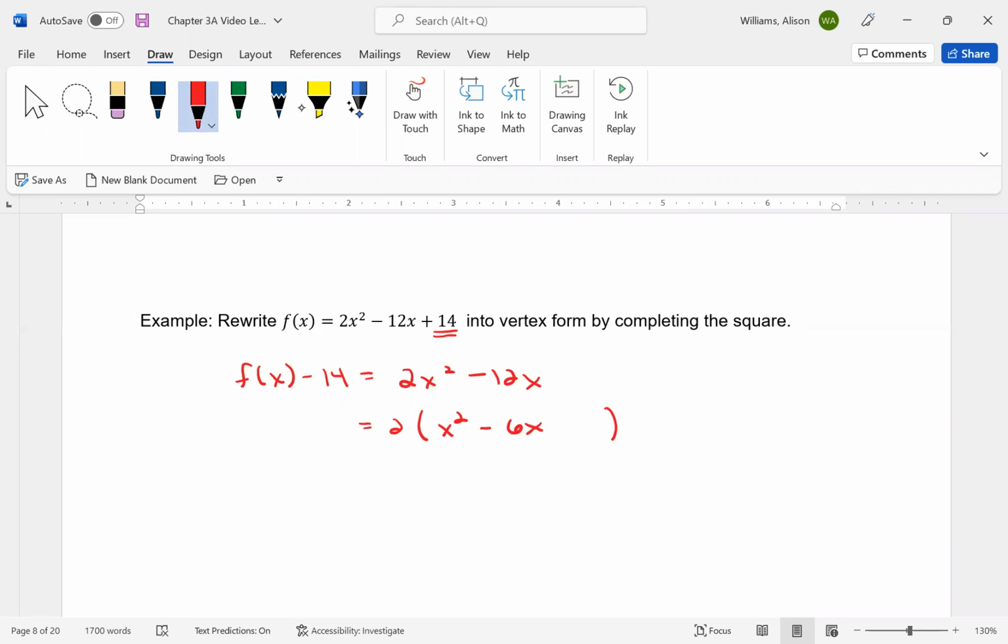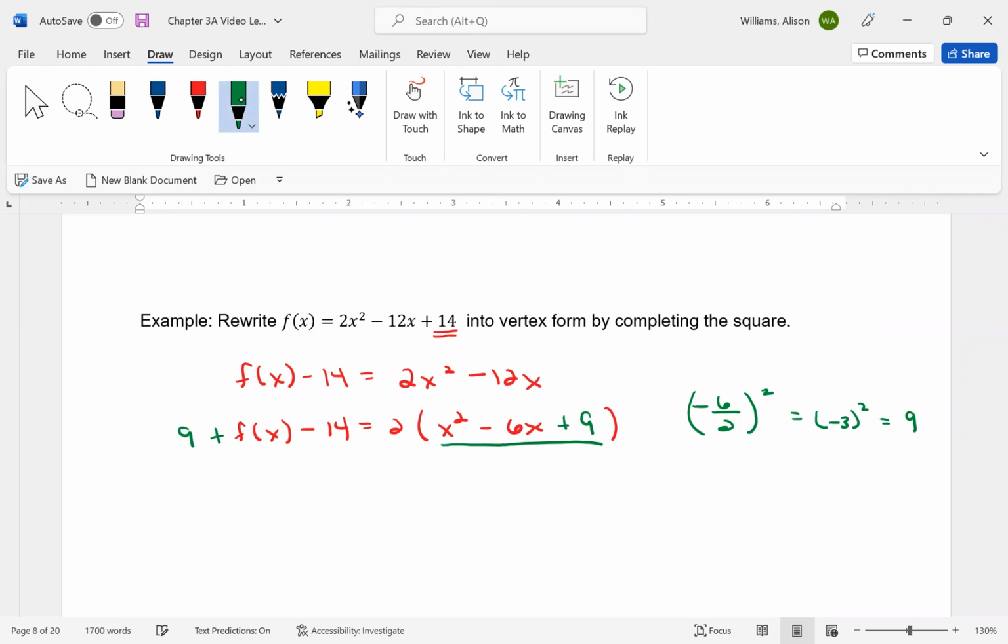And this is what I want to complete the square on, this right here. So I have this f of x minus 14 over here. And I want to complete the square on this quadratic that's in the parentheses. So the way you do that is you take half of -6 and square it. Half of -6 is -3. -3 squared is 9. So I'm going to add 9 to that quadratic. But I'm not allowed to just add things, okay? I have to add it to the other side as well. So I'm going to add 9 over here as well.